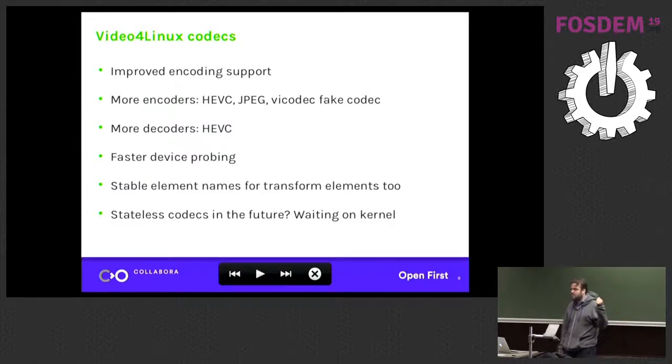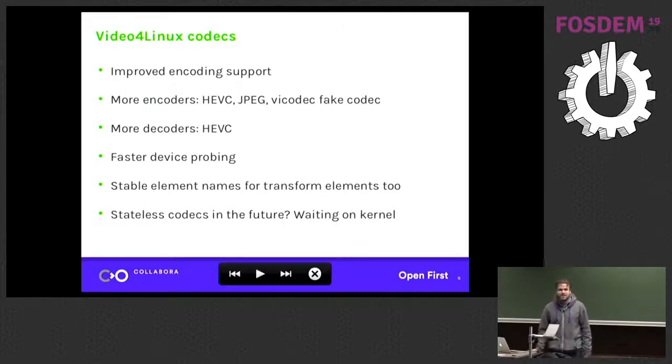In the last year, we've merged the HEVC encoder and decoder support. We have a JPEG encoder plugin and a virtual codec, which is kind of interesting because it's not a useful codec at all. It's only to be able to test the kernel infrastructure. So it's a fake codec that is implemented in software in the kernel to be able to test the whole codec infrastructure inside the kernel without having to deal with the actual hardware.